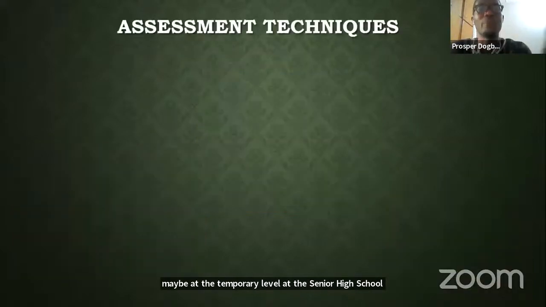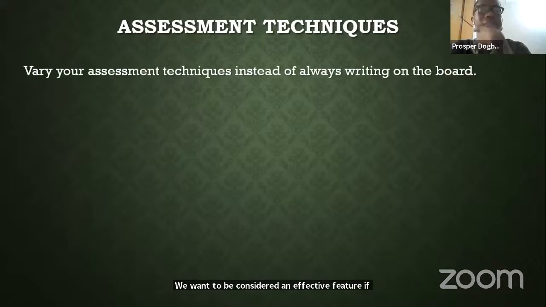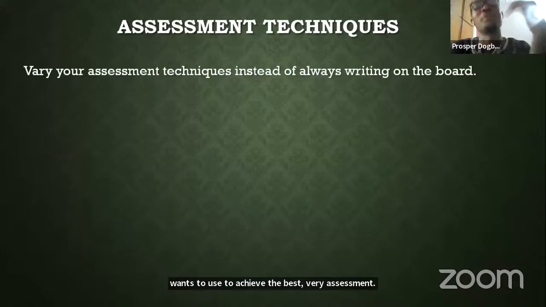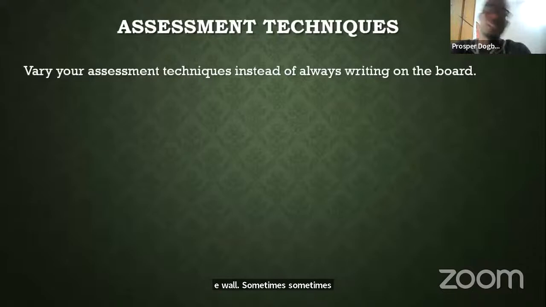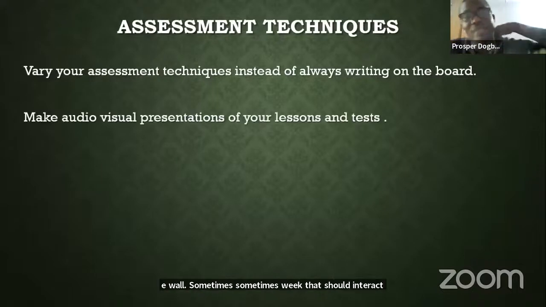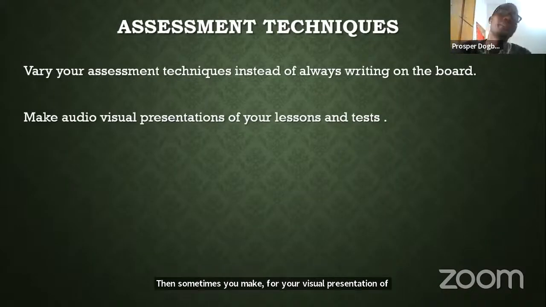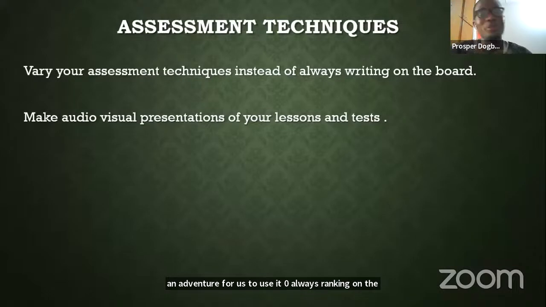Another thing that we ought to do is vary our assessment techniques. If we want to be considered an effective teacher, if you want students to achieve the best, vary your assessment techniques. Instead of always writing on the board, sometimes project, sometimes read, let students write. That is how you vary. Then sometimes you make audiovisual presentations of your lesson and test. For those of us who are in schools where we are fortunate to have these audiovisual materials, it is an avenue for us to use. Instead of always writing on the board, if you have a passage to discuss, project it to the students.